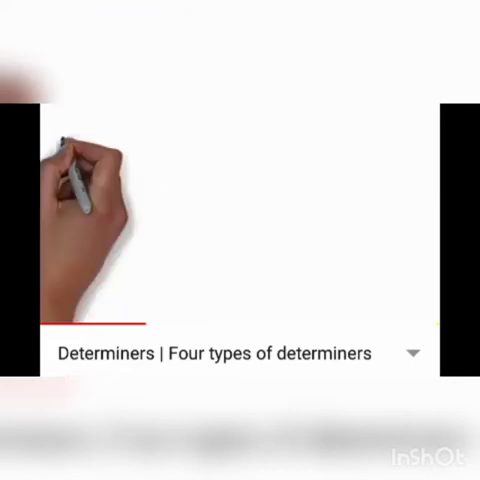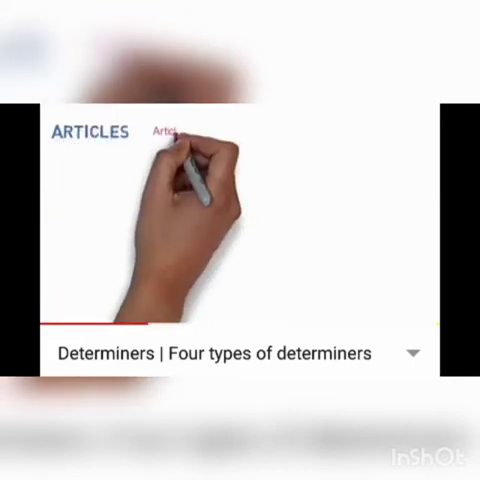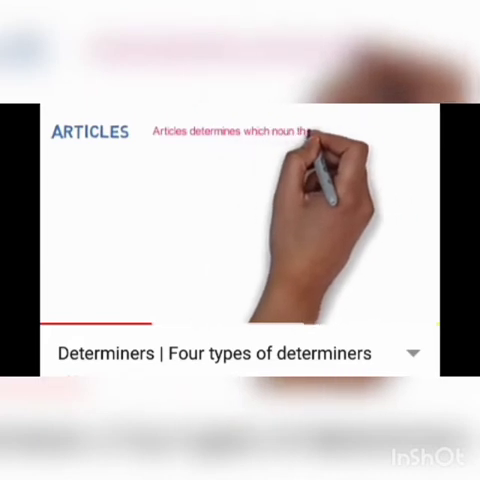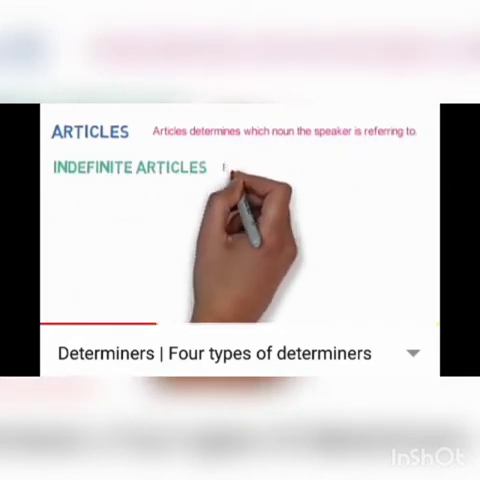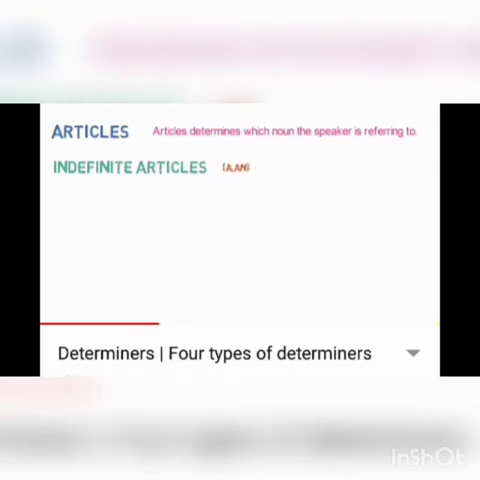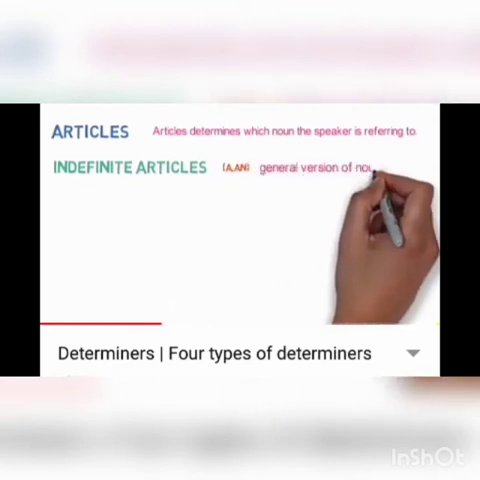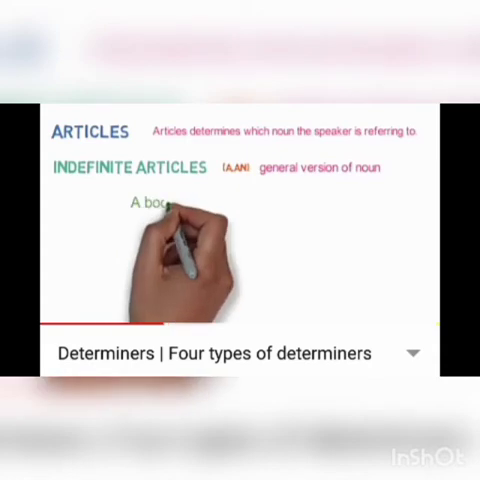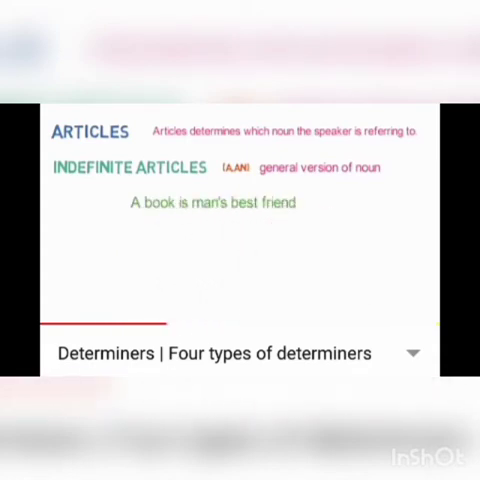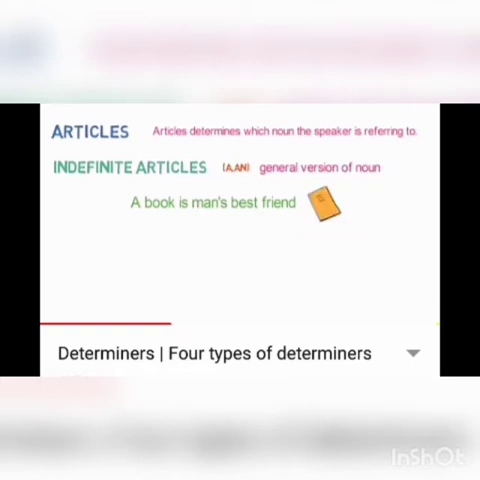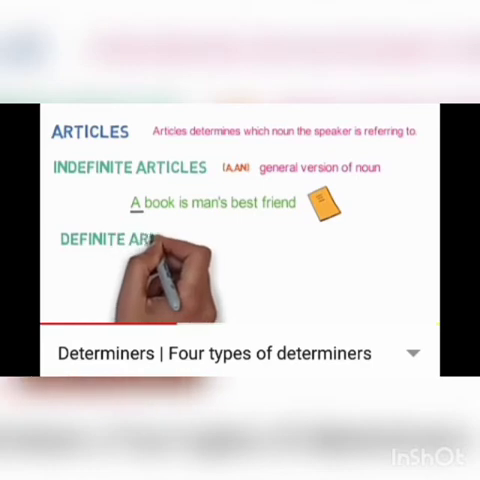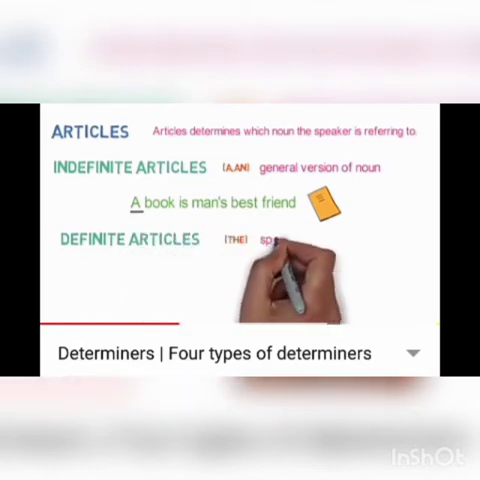First one is article. Articles determine which noun the speaker is referring to. A and an are indefinite articles and are used when you are talking about a general version of the noun. For example, a book is man's best friend. Here we are referring to all the categories of book, not any specific one. So a is used here. The is a definite article and used when you are talking about a specific version of the noun.